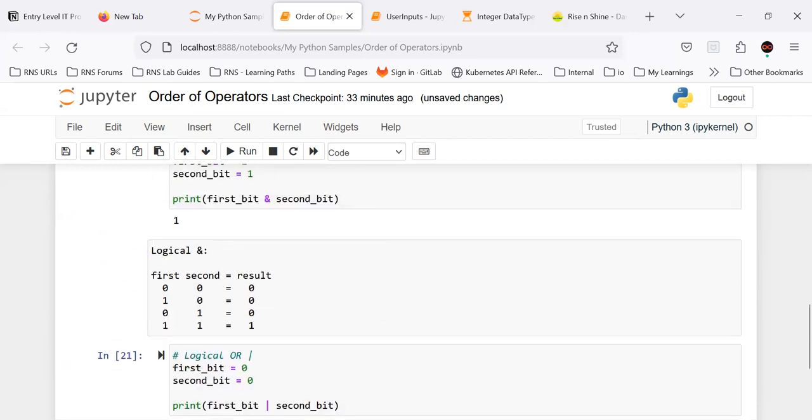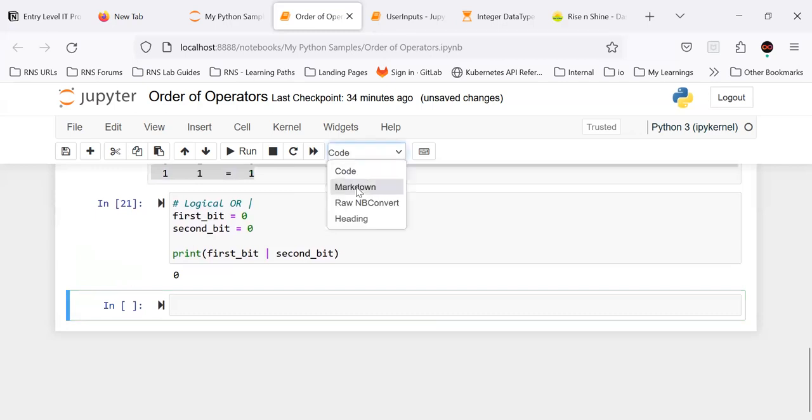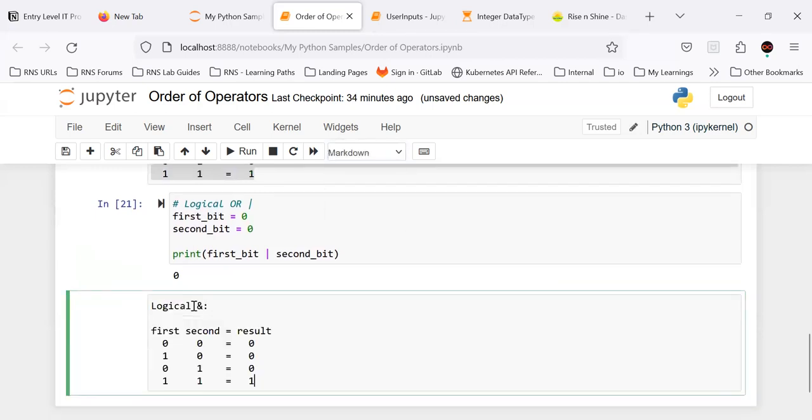So what is the logic behind it? Let me show that. I'm going to use this one as markdown. Logical OR. First bit is 0, second bit is 0. Yes, obviously 0. And in all remaining cases, if any one of the bits is 1, then automatically this is going to become 1.